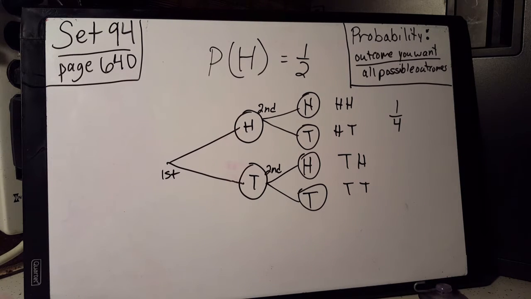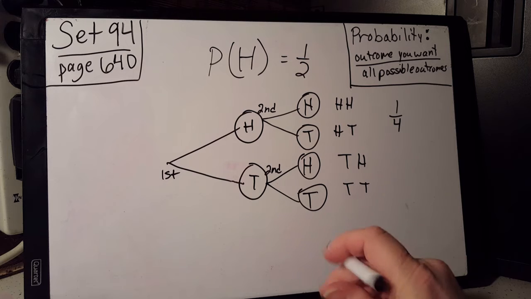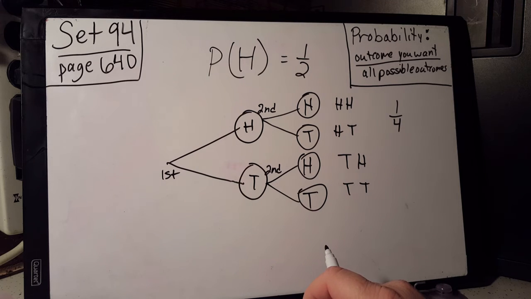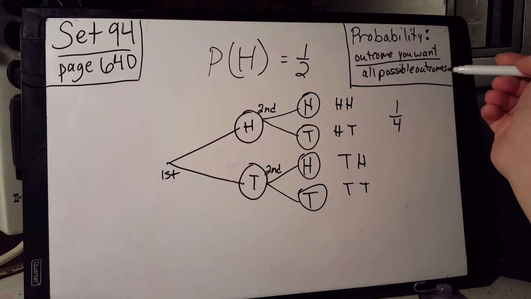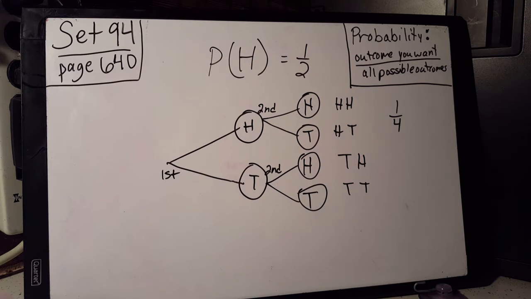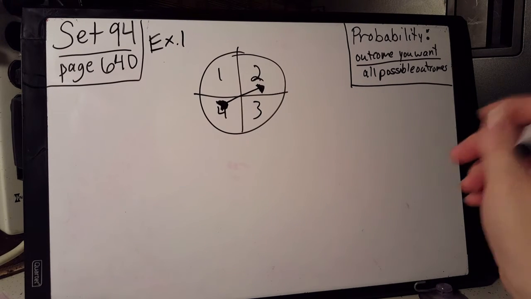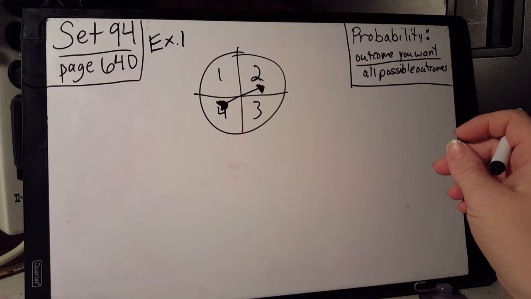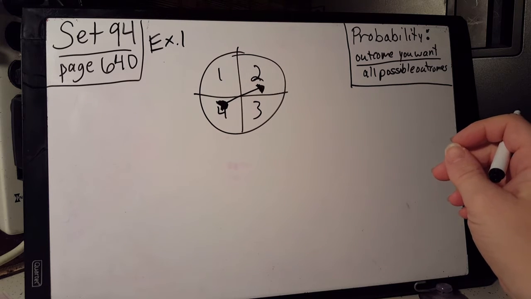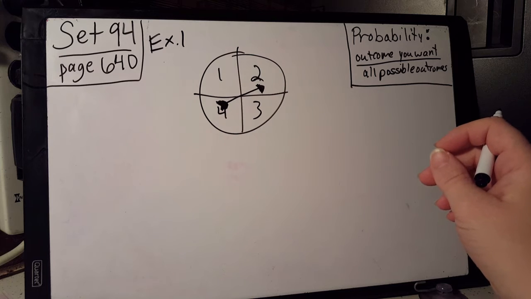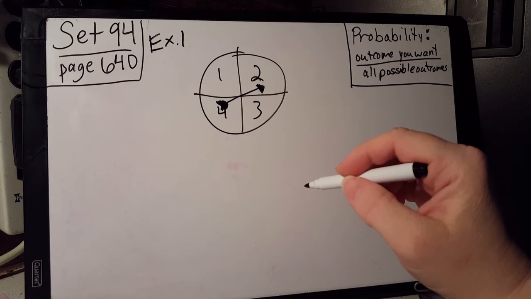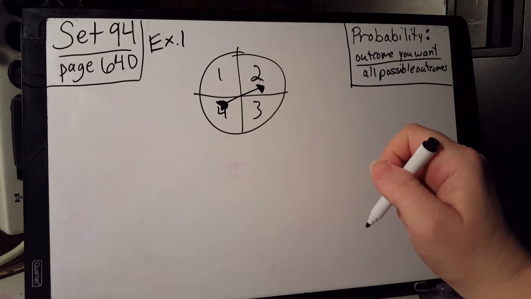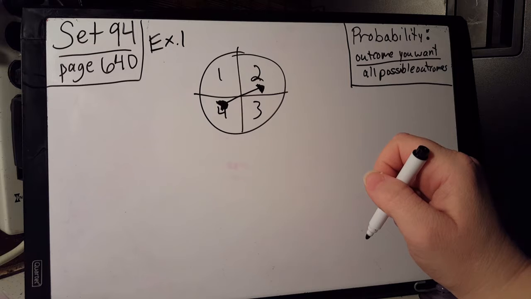Okay, we're going to go ahead and look at example 1. Basically, these problems just require thinking things out, using practical thinking, visualizing things, and remembering that probability means the outcome you want over all possible outcomes. So let's look at example 1 on page 641. It says the face of this spinner is divided into 4 congruent sectors, basically meaning equally divided into 4 spaces. What is the probability of getting a 2 on the first spin and a 1 on the second spin?